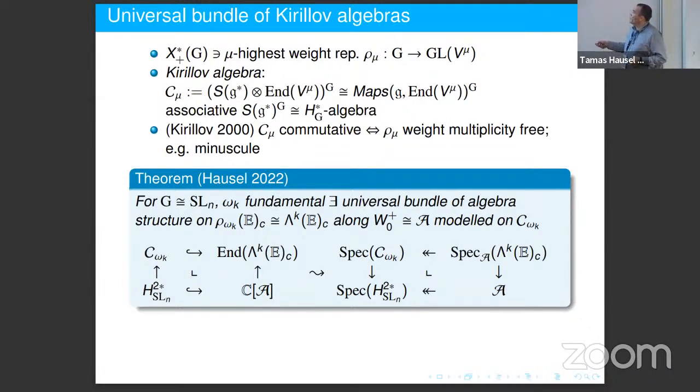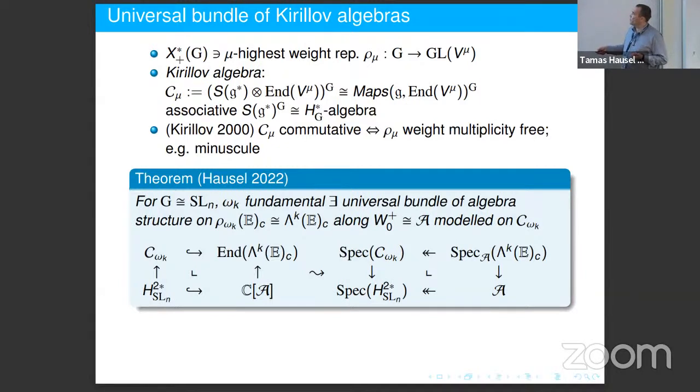And then if you do this, then you will have a very similar diagram as before. So we will take this bundle of algebra structure on the universal bundle along the Hitchin system, and we take a relative spec over the base. So the base is identified with the Hitchin base. And you just take the same kind of fiber diagram.